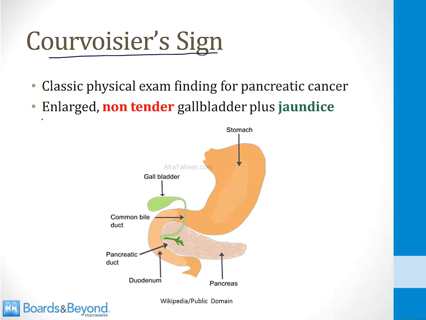Courvoisier's sign is a classic physical exam finding for pancreatic cancer. Courvoisier's sign is an enlarged non-tender gallbladder in the setting of jaundice. The gallbladder is enlarged because the tumor is obstructing bile flow, but it's not inflamed like you see in cholecystitis. In addition, there's jaundice from the obstruction of biliary flow.